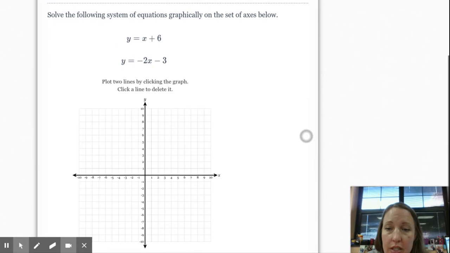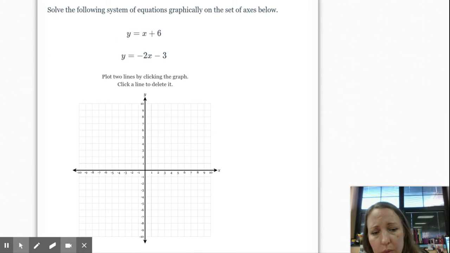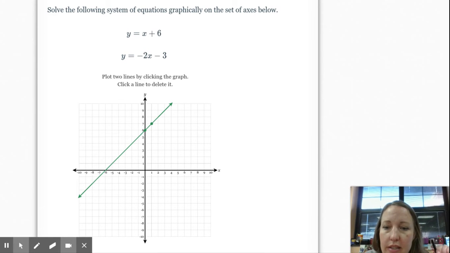Okay, so we're going to start with the first one. What is the slope? Y equals mx plus b. It's already in slope-intercept form. So the slope for the first one is 1. And the y-intercept is 6. So B is where you begin when you're graphing, right? B is where it's born. So I'm going to go up to positive 6 and put a point. Then I'm going to go rise 1, run 1. Okay, so there's the first line.